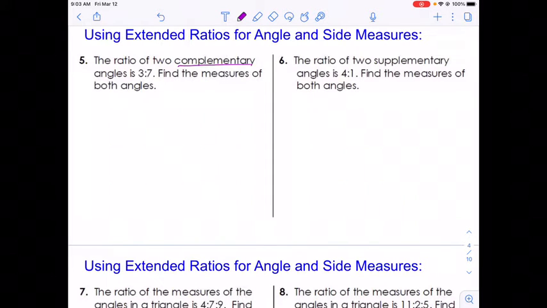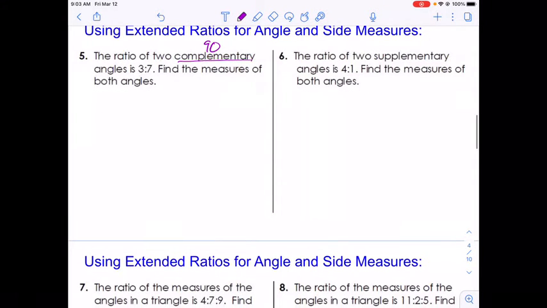That means that we're going to add up to 90 degrees. Okay, complementary is 90, supplementary is 180. So the ratio of 2 complementary angles is 3 to 7. Now the way we do this is we take the ratio they give us and multiply it by this common term x. So we get 3x and 7x.